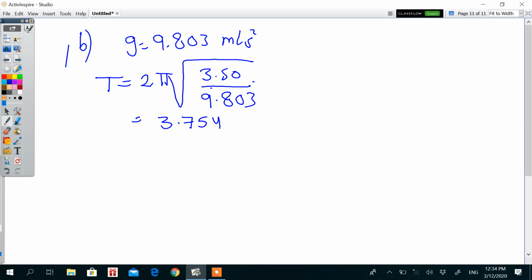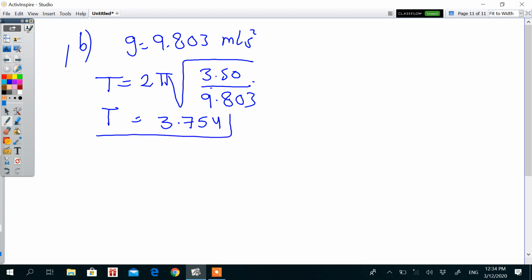3.754. It's a little bit greater than the first answer. As you see here, the difference in the value of G is very small. So G varies slightly on Earth's surface. Okay? But we conclude that as G decreases, T increases, and vice versa.